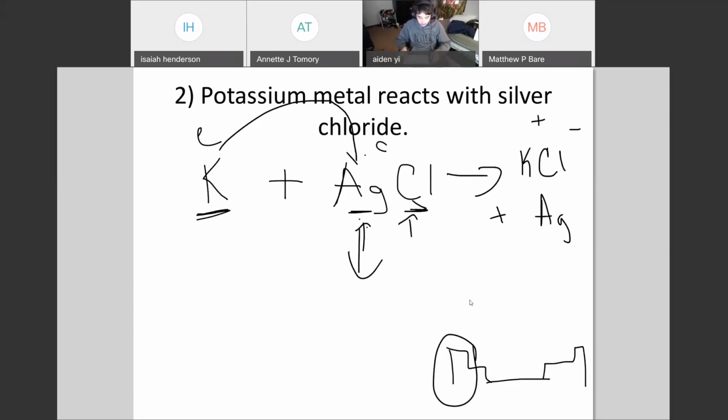Once we get the product, what do we do? We balance it. So how many potassiums on the left? 1. How many potassiums on the right? 1. Ag? 1. It's balanced. Chlorine on the left? 1. And chlorine on the right? 1. It is already balanced.